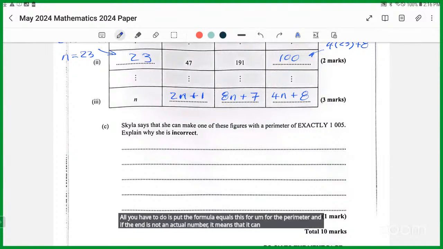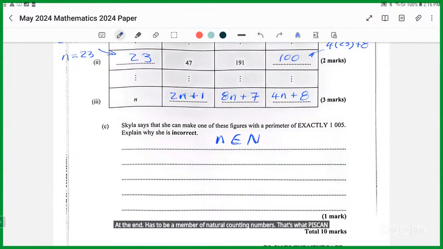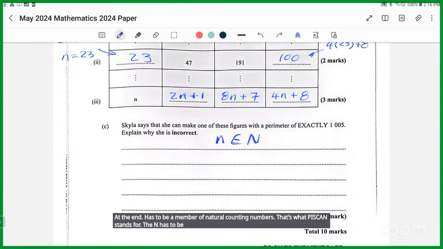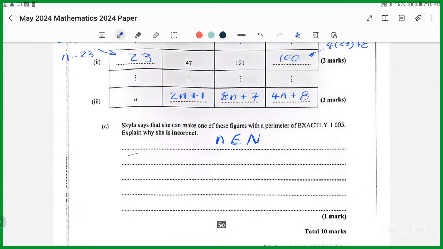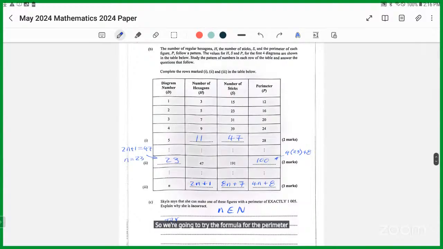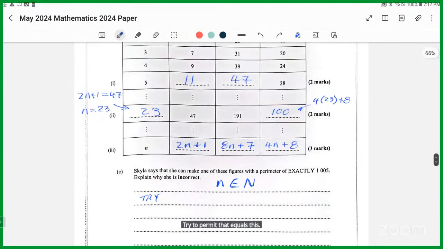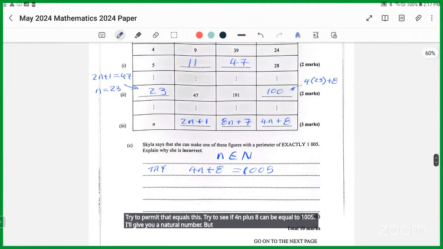So let's make a statement that the n has to be a member of the natural counting numbers. That's what this n stands for. The n has to be a counting number. So we're going to try the formula for the perimeter. P, the perimeter, is what we're talking about. Try to see if 4n plus 8 can be equal to 1005 and give you a natural number. If you don't get a natural number, then she is not correct.